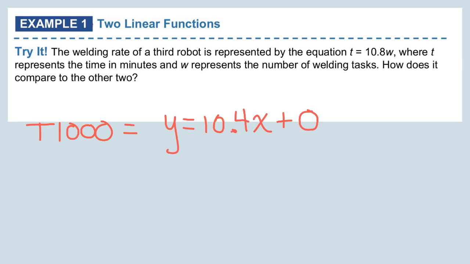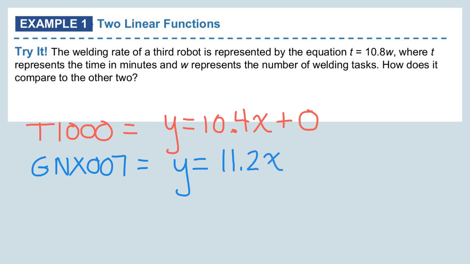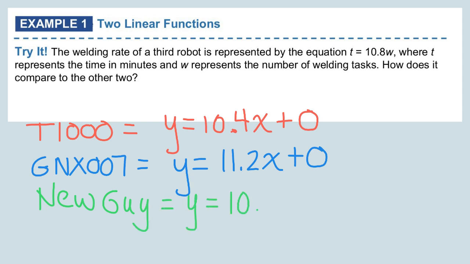All right, and then we had the model GNX007, that was our pretty graph. And if I was going to write the equation for that, y equals the slope, remember that was 11.2x, plus its starting point. And now we have this new guy, I don't even know what it is. We're going to call it the new guy. And we have his equation, y equals 10.8x. It's implied that it also has a plus 0 on the end.